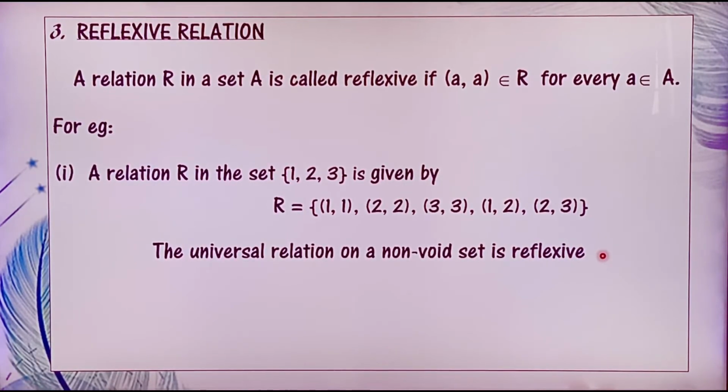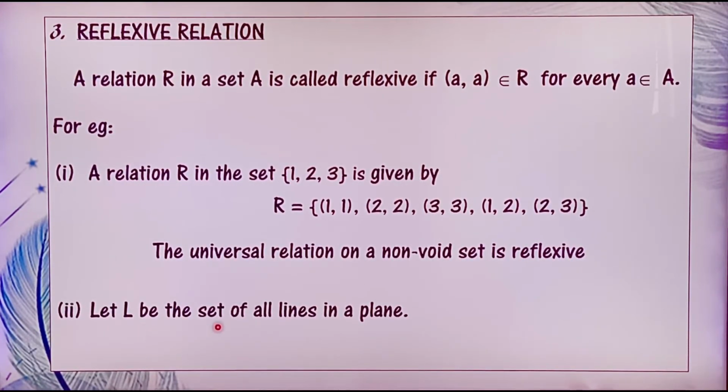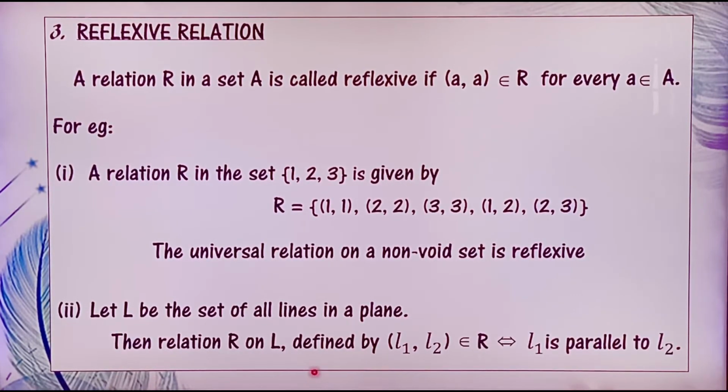See the next example. Let L be the set of all lines in a plane. Then relation R on L is defined by (L1, L2) belongs to R, which is equivalent to L1 is parallel to L2. As you know that every line is parallel to itself, the given condition is true. Therefore, R is reflexive.